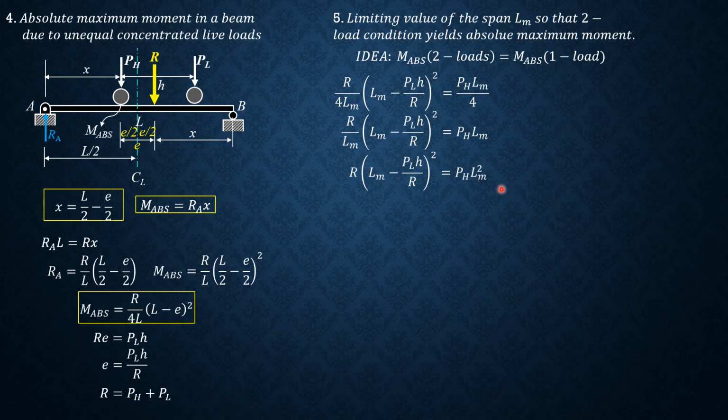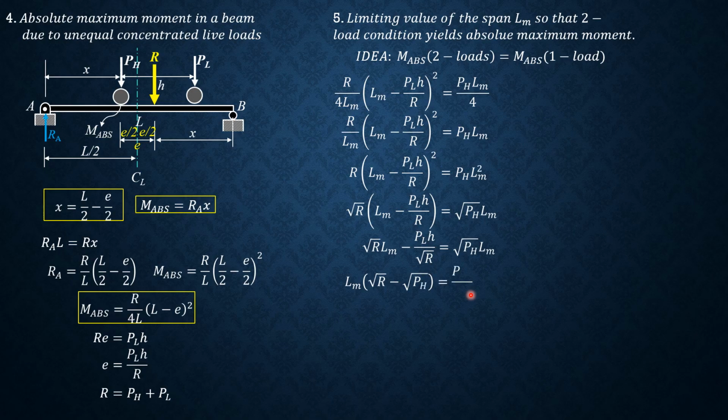So extract the square root. So we have square root of R times quantity LM minus PLH over R equals square root of PH L sub M. Then distribute: square root of R LM minus PLH over square root of R equals square root of PH L sub M. Then this negative transposed to the right, common LM factor out. So LM times square root of R minus square root of PH equals PLH over square root of R.